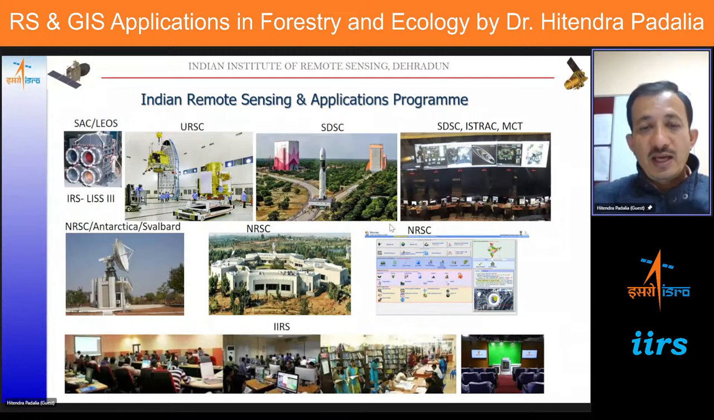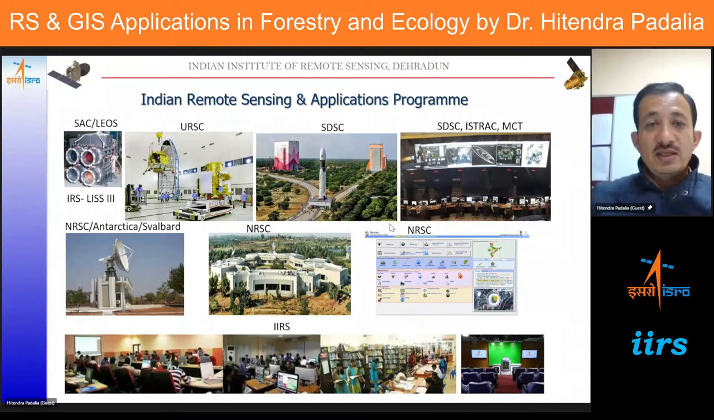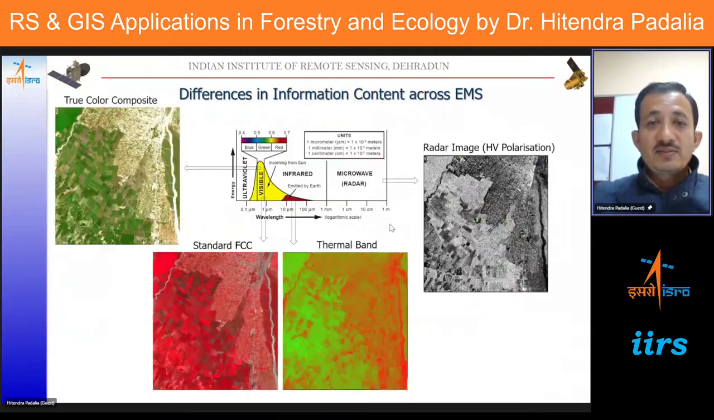And then NRSC acquires the data from different Indian satellites as well as from foreign satellites. They process the data and release it for users, and then we have different application development done at NRSC and other centers. And IIRS mainly plays a role in the dissemination of information, knowledge and education about remote sensing and geoinformatics.